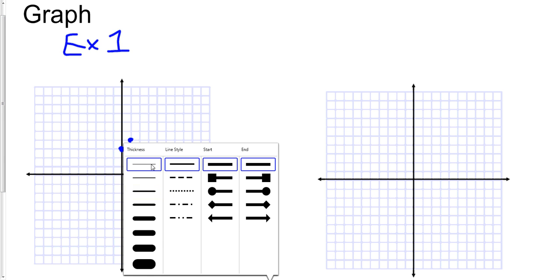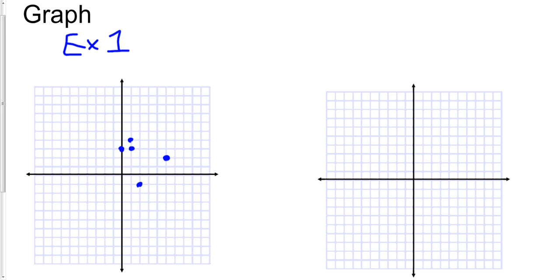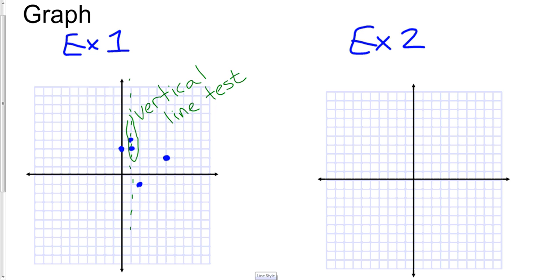Now you'll notice with a graph that if we have 2 points that are stacked on top of each other, it's not a function. This is called the vertical line test. So in other words, if you were to draw a vertical line up and down the graph, if that vertical line crosses through 2 or more points, it's not a function. Let's look at example 2.